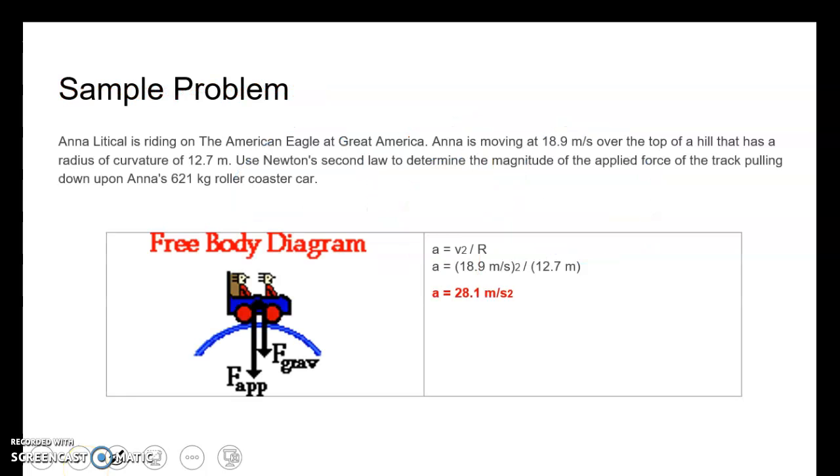So here we've got the American Eagle at Great America. The rider's moving at 18.9 meters per second over the top of a hill that has a radius of 12.7 meters. We're going to use the second law to determine the magnitude of applied force on the track from the roller coaster car. First off, force is mass times acceleration. To define acceleration, I take the velocity squared over r, so 18.9 squared over my radius, which is 12.7, and I get an acceleration of 28.1 meters per second squared. That's my inward acceleration on the roller coaster.